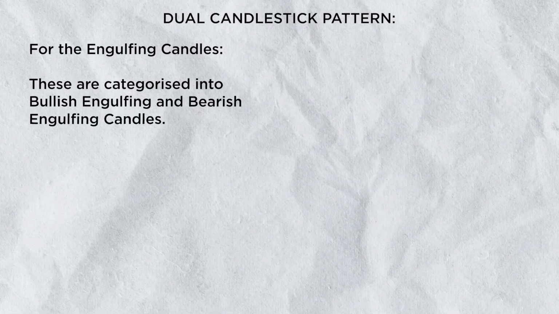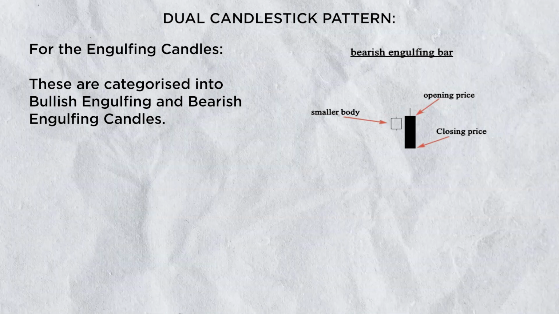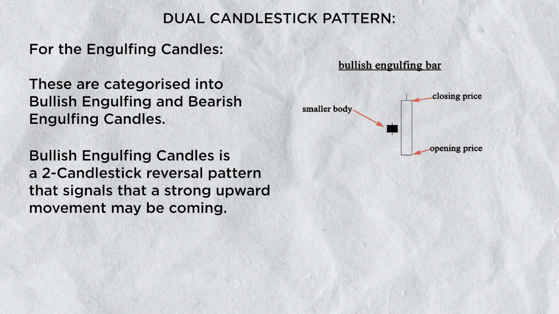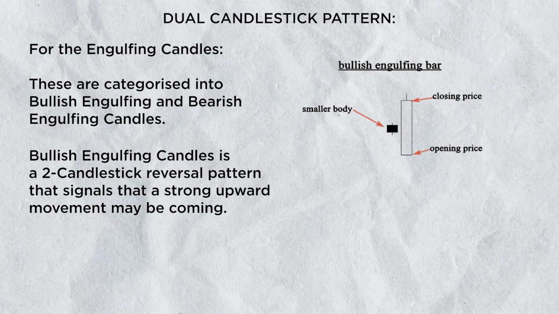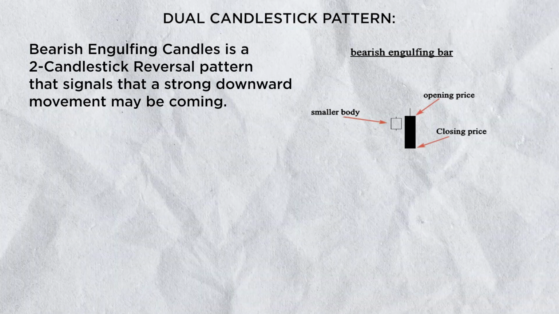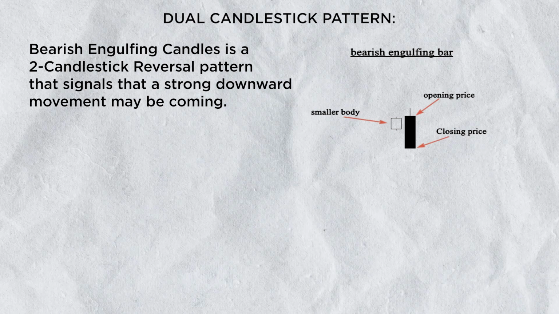For the engulfing candles, these are categorized into bullish engulfing and bearish engulfing candles. Bullish engulfing candles is a 2 candlestick reversal pattern that signals that a strong upward movement may be coming. Bearish engulfing candles is a 2 candlestick reversal pattern that signals that a strong downward movement may be coming.